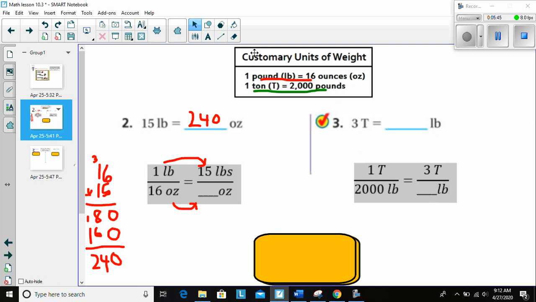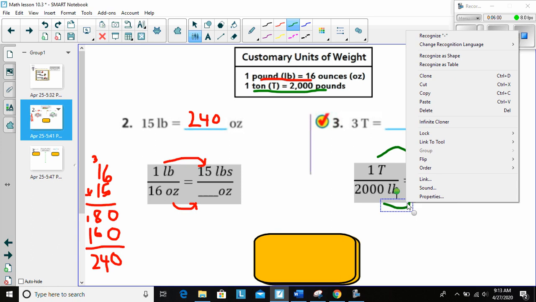Okay, and now I want to do the same thing. What did they do to get from 1 to 3? From 1 to 3, that means they multiplied by 3. And so that means we're going to multiply by 3 on the bottom as well.